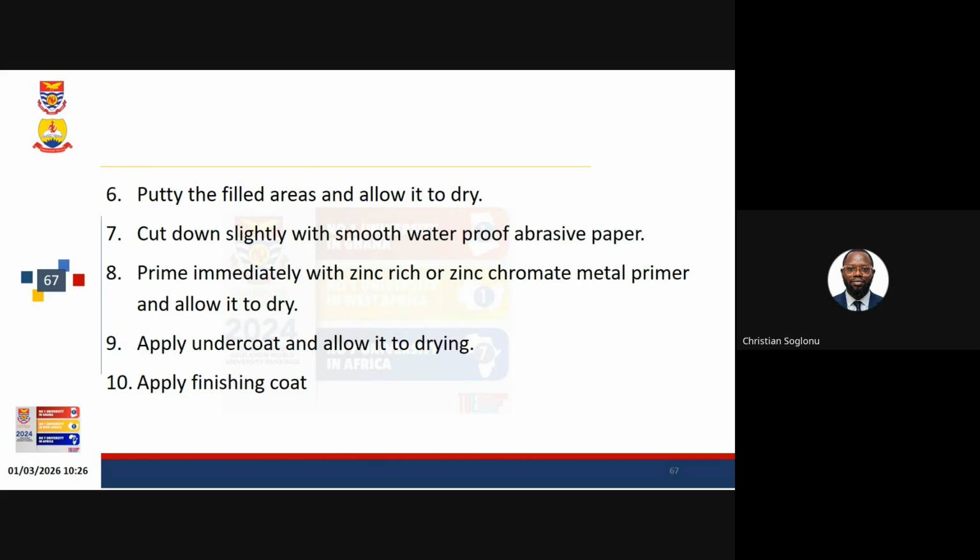Undercoats can also be referred to as the first coat or the first primer. So you get your paints and give it the first coats, then the tenth one says apply finishing coat. Then you prime the second time, or probably the third time, and you are done painting your metal sheet.